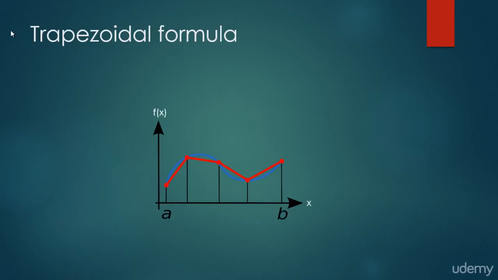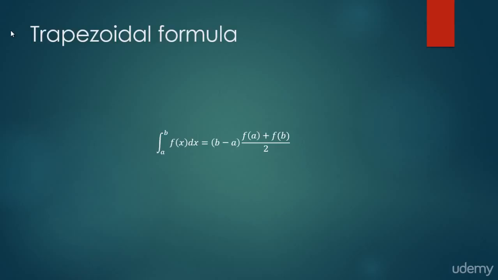We have an interval from A to B. We create subsets. So we divide this A to B interval into as many sections as we want, and of course the more sections we divide this interval into, the more accurate our algorithm gets, and we do a simple linear approximation, linear interpolation, in these subsections. So this is the trapezoidal formula. If you like equations, then this is the exact trapezoidal formula, of course.